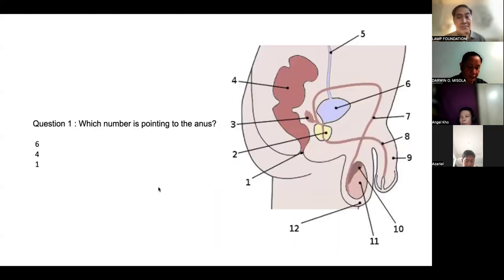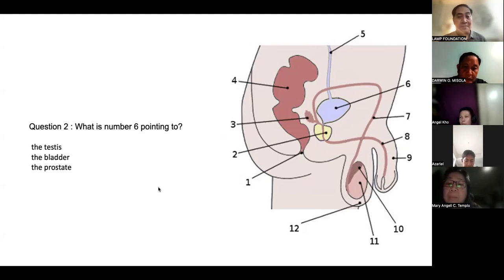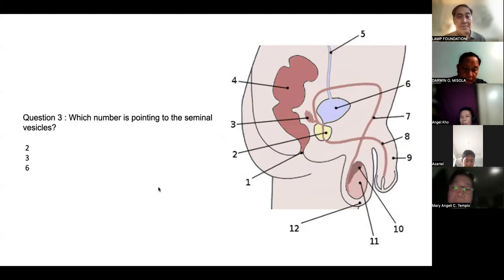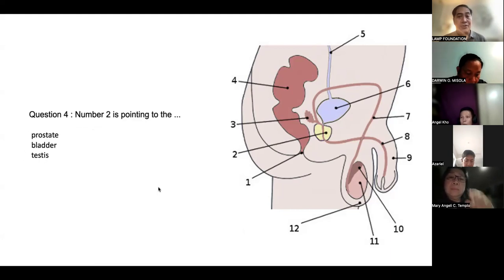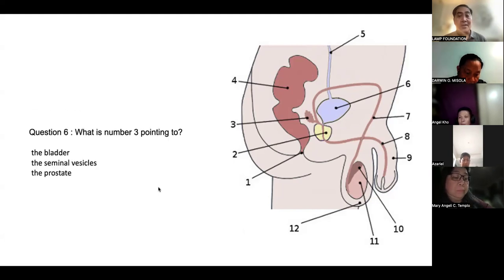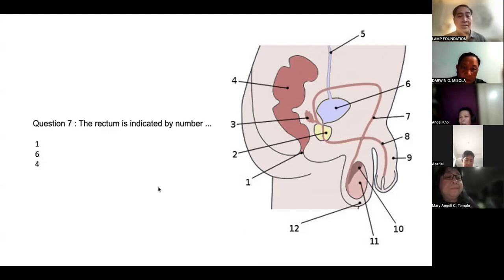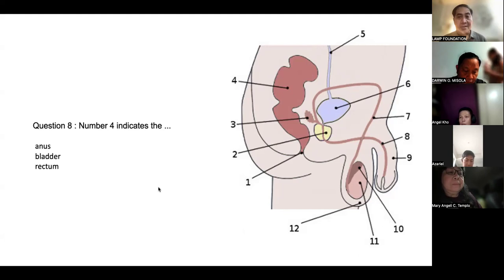Which number is pointing to the anus? Number 1. What is number 6? Number 6 is the bladder. Which number is the seminal vesicles? Number 3. Number 2 is the prostate. What is number 3? Number 3 is the seminal vesicle. The rectum is number 4.